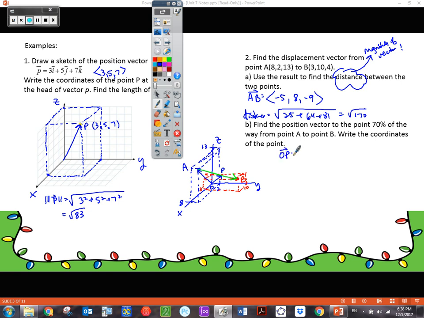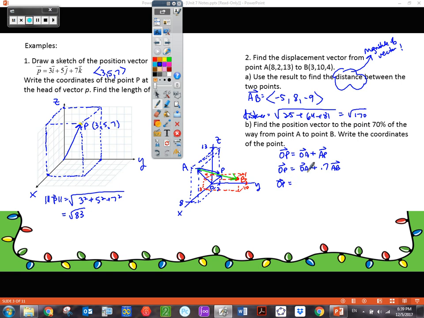OP is going to be equal to OA plus AP. AP would be this one right here. Okay, so we know that AP is 70% of the way to AB, to B, all the way. So we're going to replace: OP is OA plus 70% of AB. So now we need to just put numbers in. So OP, that's what we're looking for, is going to be.